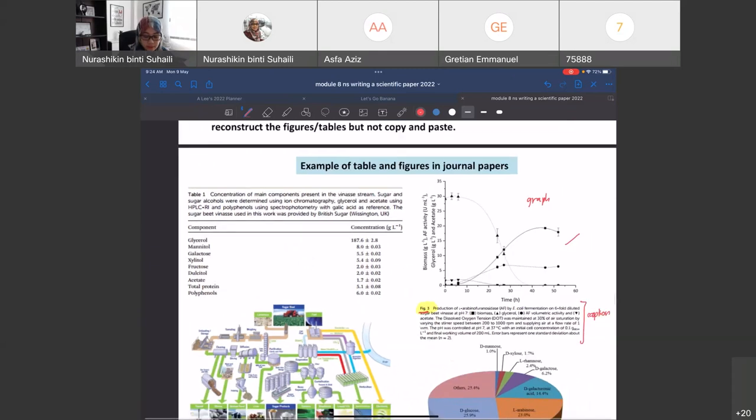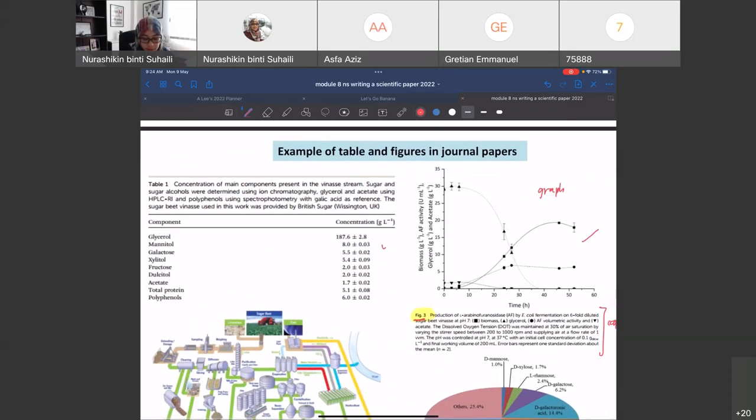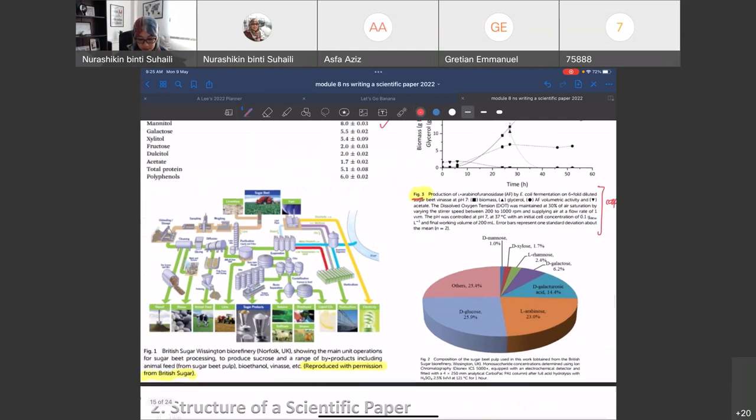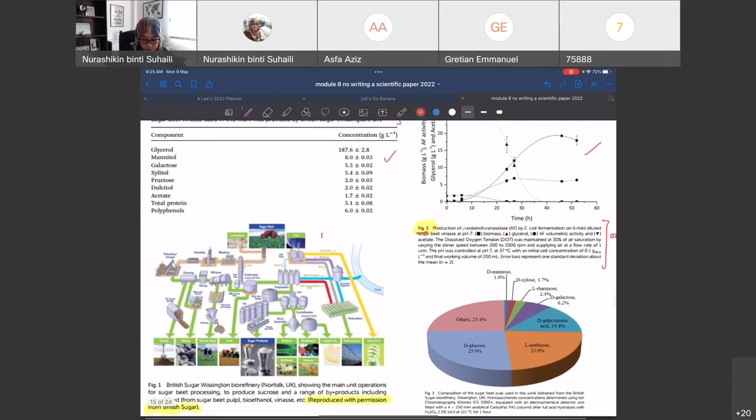For the table, you can see this is a table, right? The caption must be on top of the table. That is the format in scientific or academic writing. The caption for the table must be on top of the table, and for the figure, it should be below. Another type of figure, just now you saw a graph and a picture, or maybe a diagram.